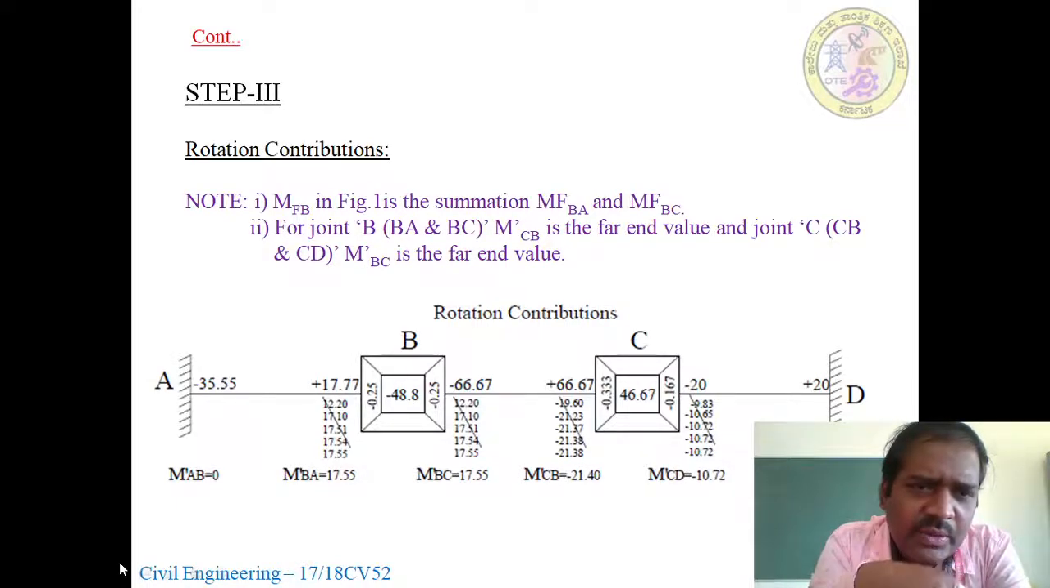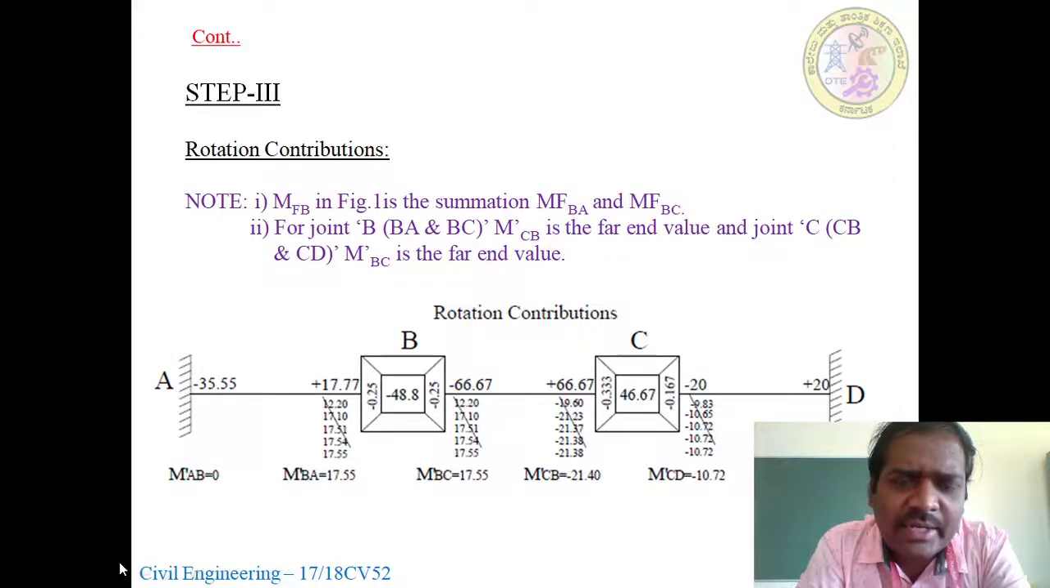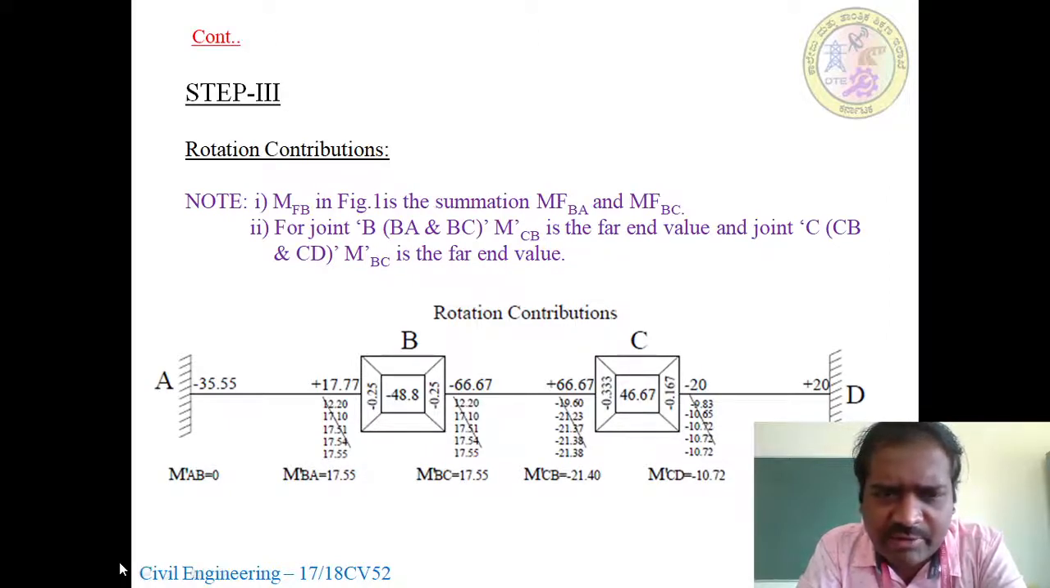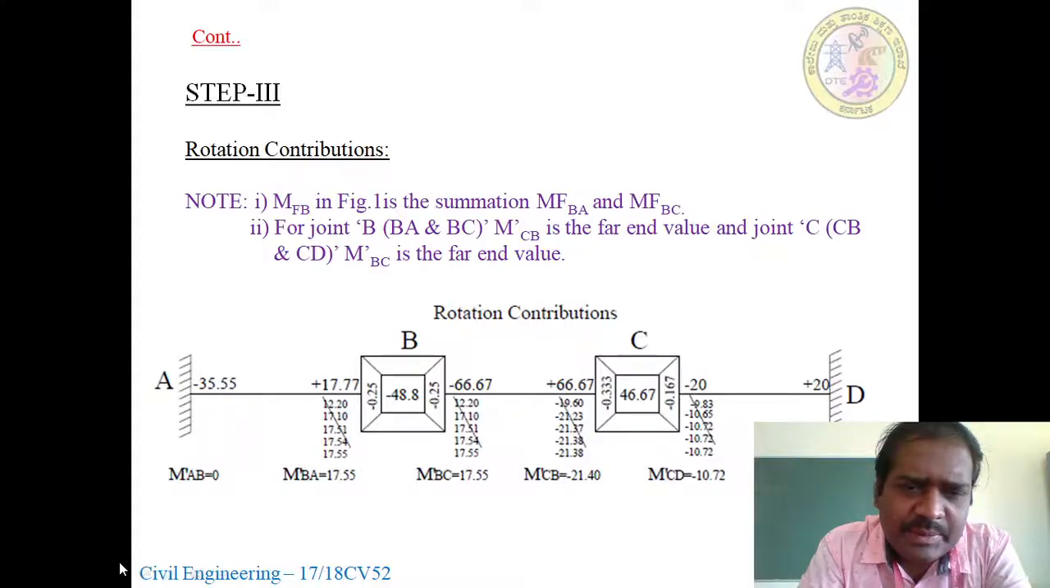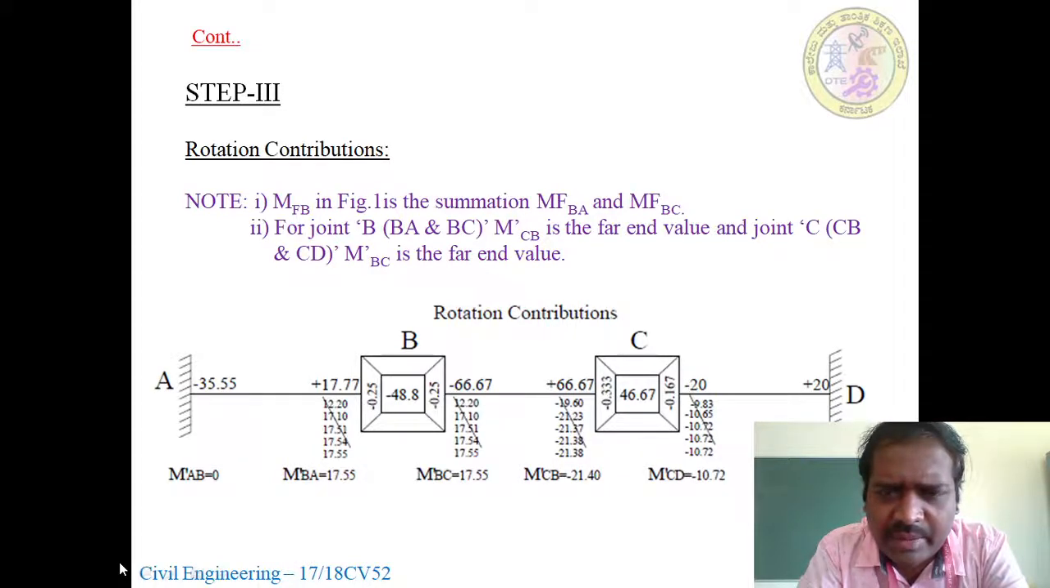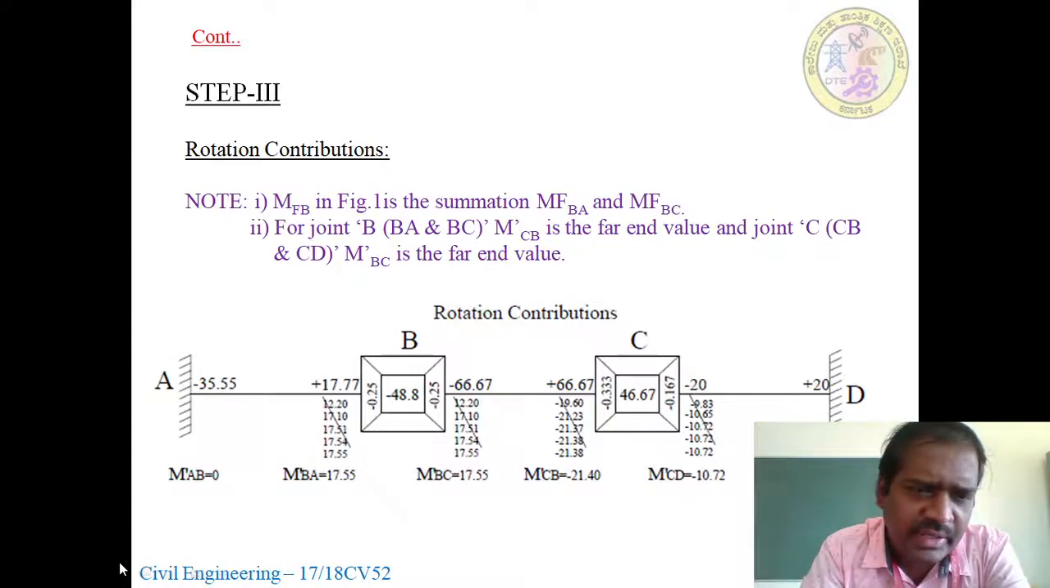So how will it be? It is the summation of 17.77 plus minus 66.67. Addition of these two will be the MFB. And MFC is the summation of 66.67 minus 20, you will get 46.67. So you will get the MFC value. So in the box, minus 48.8 and 46.67, and minus 0.25, minus 0.25, these are the rotation factors. And minus 0.33 and minus 0.167, these are the rotation factors of RBC, RCB, RCD and RBA.